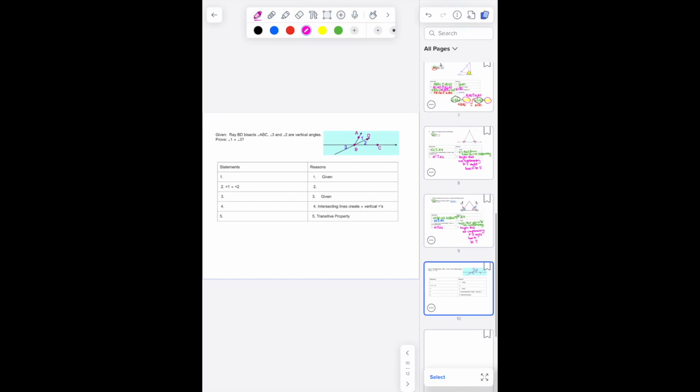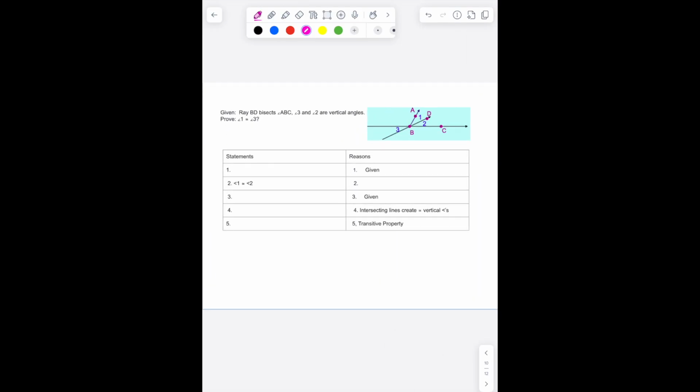This is our last proof that we're going to see in this video, and this uses some different angle relationships. From our given information, we're told that ray BD bisects angle ABC, so angle ABC is being cut in half, so angle 1 is congruent to angle 2. We're also told that angle 3 and angle 2 are vertical angles, and I know that vertical angles are always congruent, so I'm going to mark that in the diagram. Our goal is to prove that angle 1 is congruent to angle 3. So let's try to figure out why this is true while we fill in the proof.